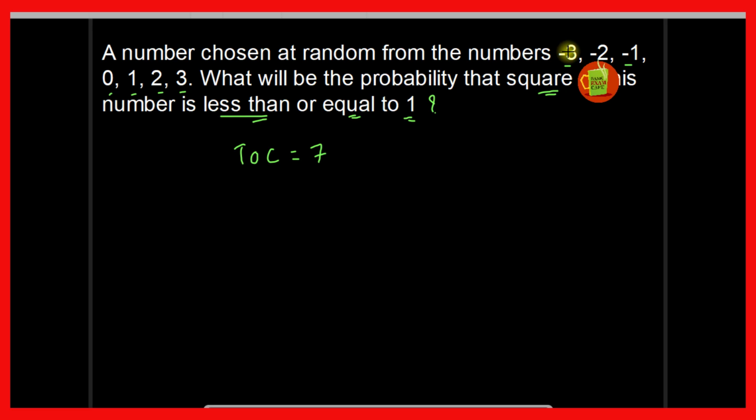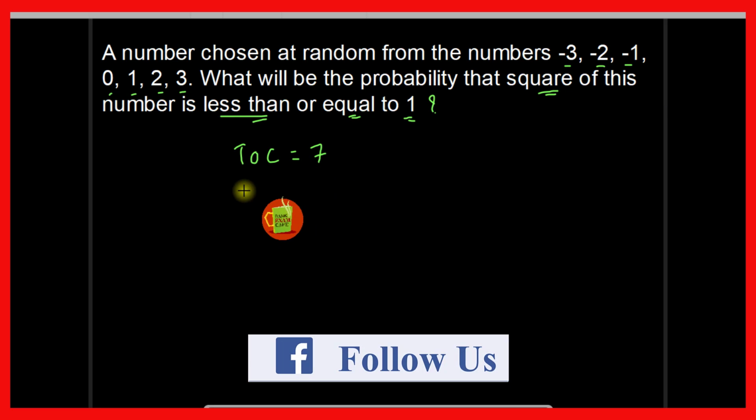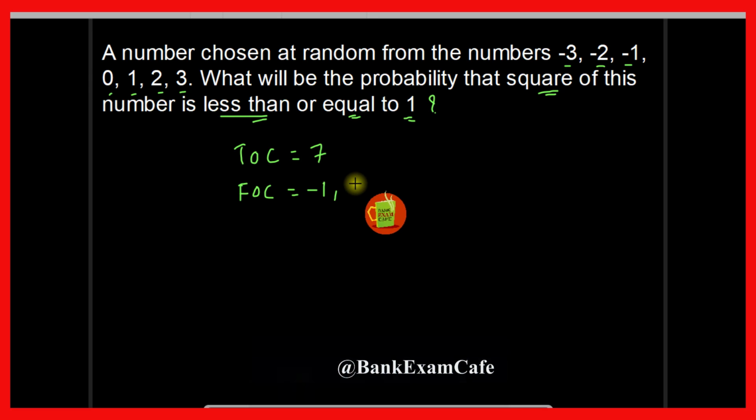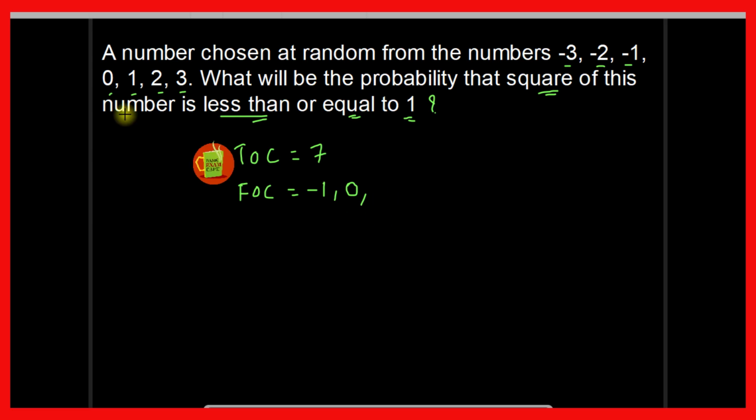-3, its square will be 9, so it is neither less than nor equal to 1. -2, its square will be 4, so it is not less than or equal to 1. -1, its square will be +1, so it is equal to 1, and this is a favorable outcome. Then 0, its square will be 0, which is less than 1, so this is favorable. 1, its square will be 1, so it is equal to 1.